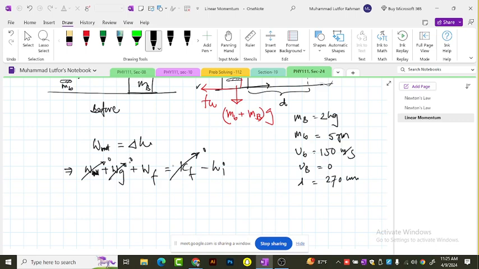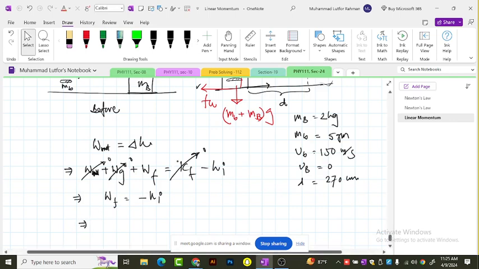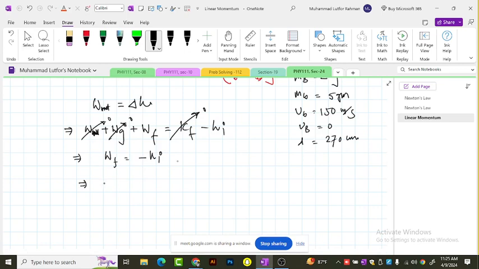And work done by the gravitational force is also 0, right? Why is it 0? Because it makes an angle of 90 degrees with the displacement. So you will find that the work done by the frictional force must equal the initial kinetic energy of the system, because that amount of energy is going to be lost from the system totally.